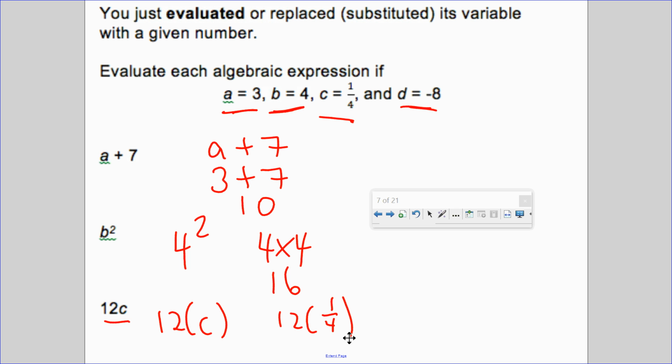How would you rewrite 12 in fractional form? 12 over 1. You multiply the top, 12 times 1 is 12. Multiply the bottom, 1 times 4 is 4. 12 divided by 4 is 3.